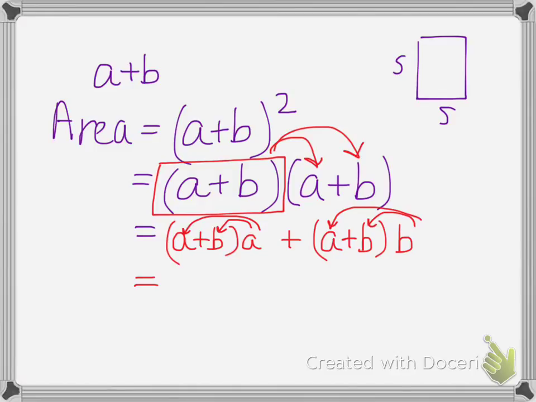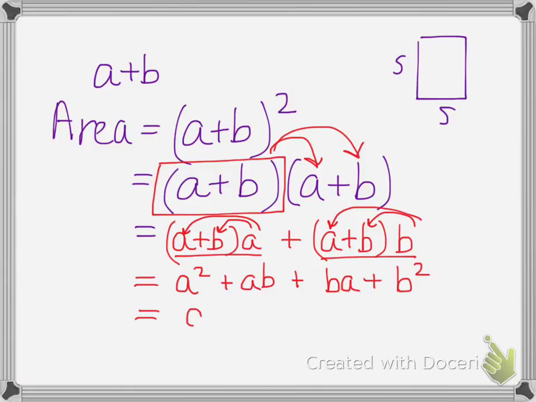So I'm going to have A squared, A times A, plus A times B, and then that will be the first one. And now let's do this one. And this one I have B times A plus B times B, which is just B squared. All right, so if I straighten that out, I have A squared.